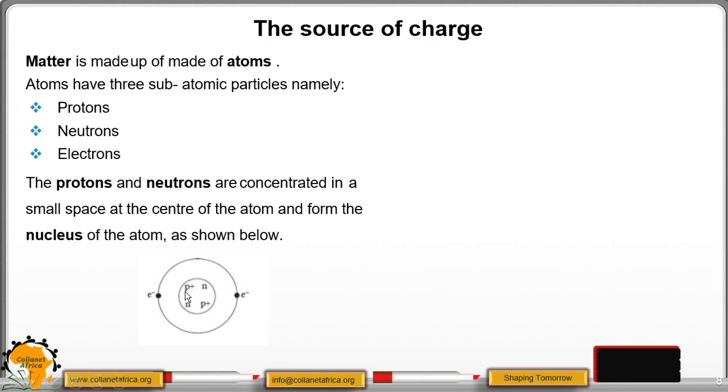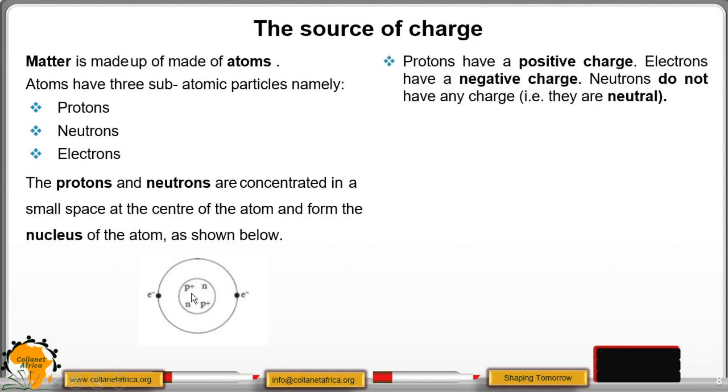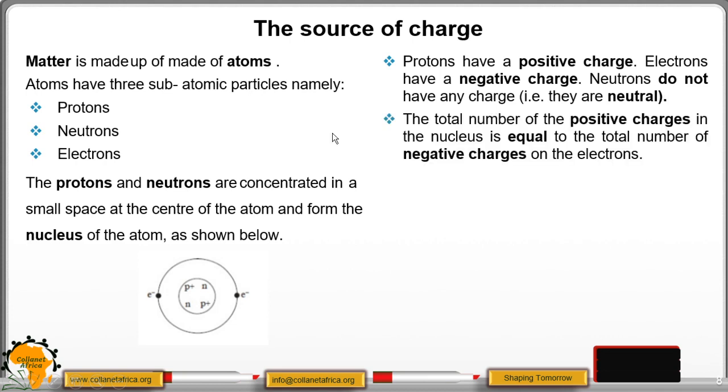You can see that the protons, which are positively charged, are at the center, and the neutrons, which have no charge, are also at the center. So because protons are positively charged and they are at the nucleus, they make the nucleus positively charged. So protons are positive charges, electrons are negative charges, and neutrons do not have any charge, they are neutral. But as you can see, the electrons are at the energy levels. They are far away from the nucleus.